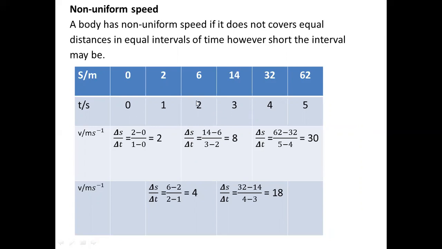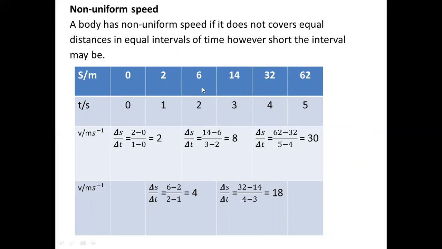Over here we can see that when time is 0, distance is 0. When time is 1, distance is 2. When time is 2, distance covered is 6. And when time is 3, distance covered is 14. When time is 4, distance covered is 32. And when time is 5, the distance covered is 62.